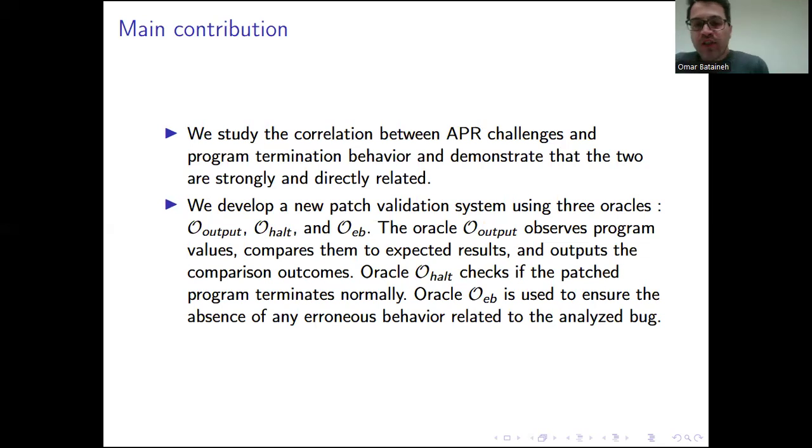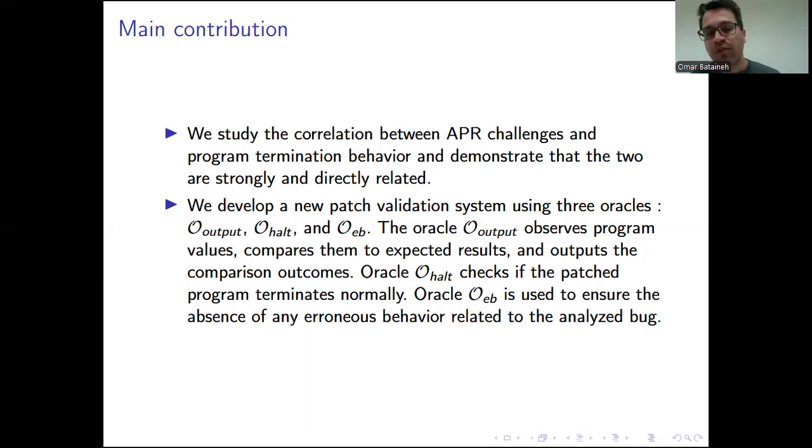So our main contribution: first, we identify a strong correlation between the automated program repair challenges, particularly the overfitting problem, and the program termination behavior, or the check for proper termination of the program. If we have an approach to check whether the generated patch can terminate for each possible run, we can detect overfitting patches and reduce the probability of generating overfitting patches by APR tools.